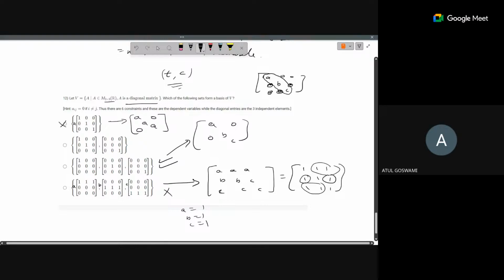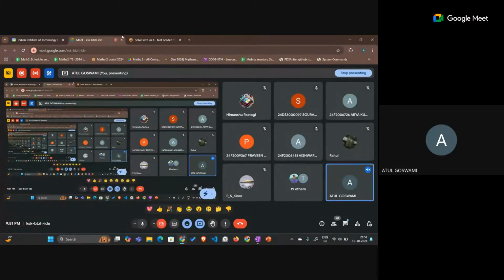Otherwise, it is a diagonal matrix. It is spanning a scalar matrix. Okay, sir. Scalar matrix, it is true. Okay. Solve this question.